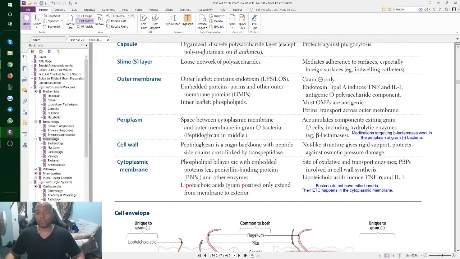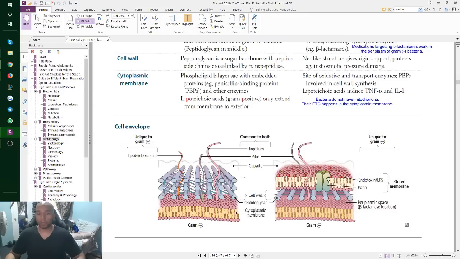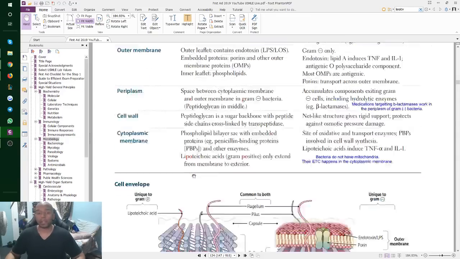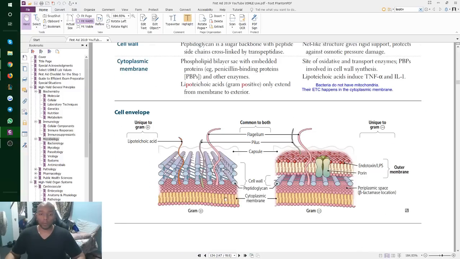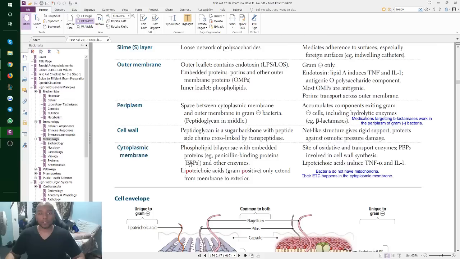They then go to tell you endotoxin, like lipid A, induces TNF and interleukin-1 activity, right? So that's going to be fever and stuff. Antigenic O-polysaccharide component. Most OMPs are antigenic. And then the porin is the thing that's allowing you to have transport across the outer membrane. That's your little porin right here. So there's no porin in a gram-positive guy. So things just come out of that one membrane and can exit, right? But you have a big cell wall, right?